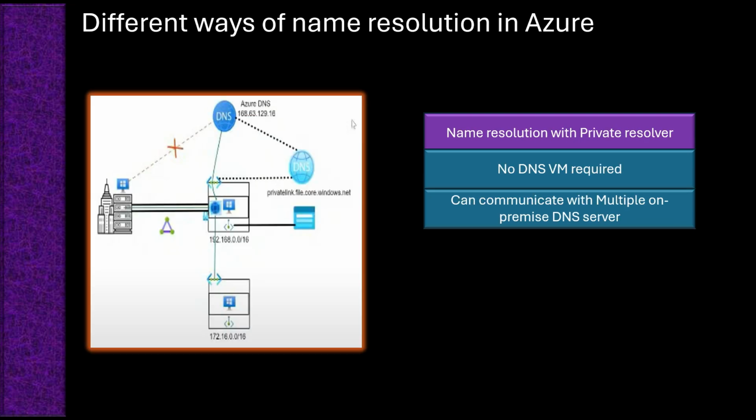In this design pattern, you make use of the Azure DNS Private Resolver service rather than spinning up a VM for DNS. This is a managed service, and we require its own network for inbound and outbound connection.